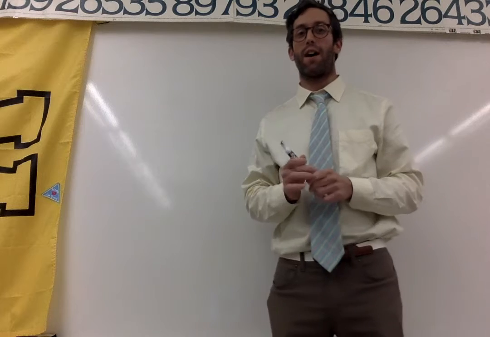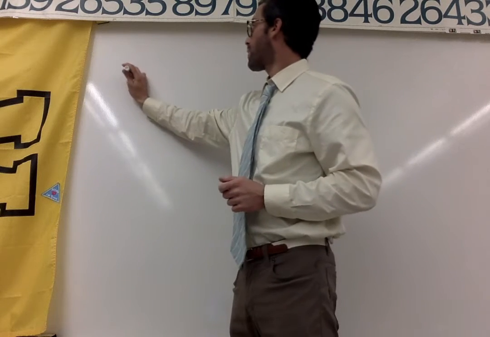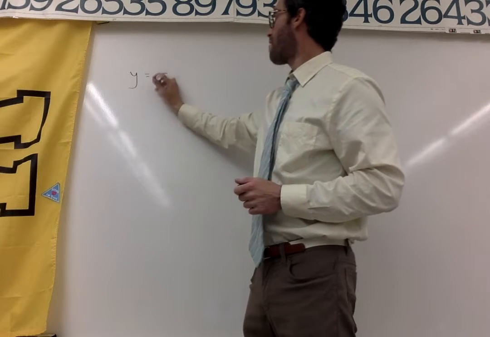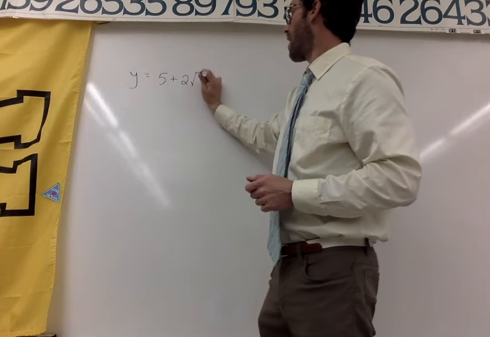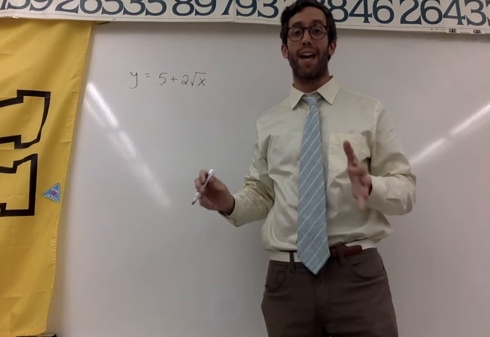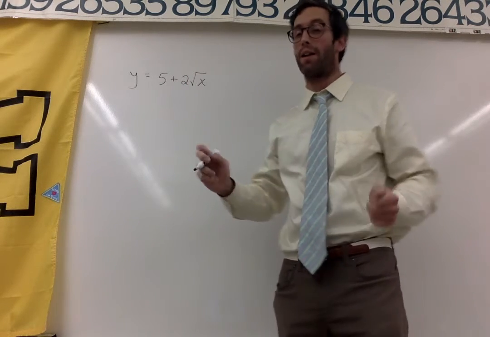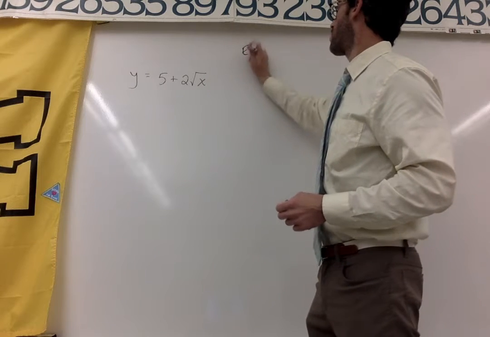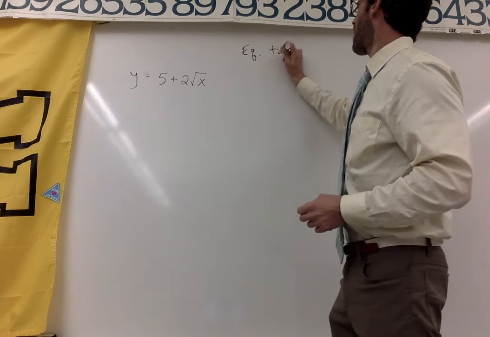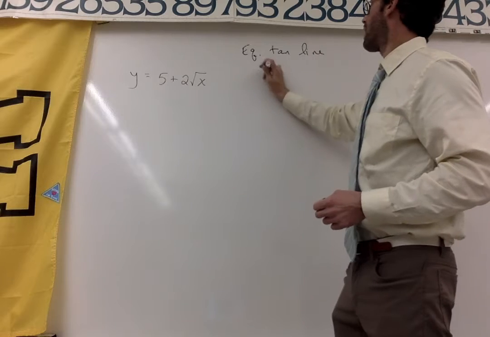All right, so the function was y equals 5 plus 2 root x, and you were asked to find the equation of the tangent line at the point (9, 11). So: equation, tangent line, at (9, 11).